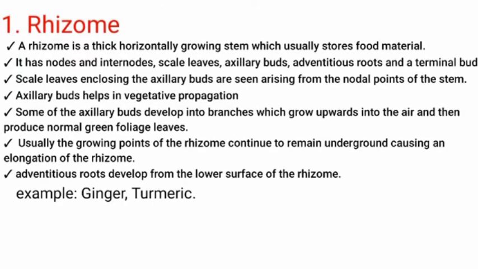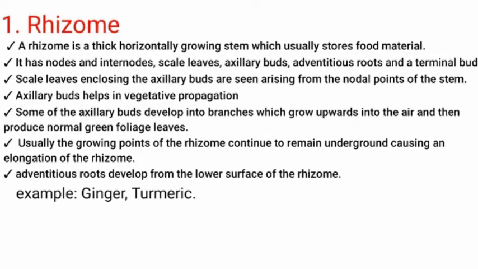A rhizome is a thick, horizontally growing stem which usually stores food material. It has nodes and internodes, scale leaves, axillary buds, adventitious roots and a terminal bud. Scale leaves enclosing the axillary buds are seen arising from the nodal points of the stem. Axillary buds help in vegetative reproduction or vegetative propagation.